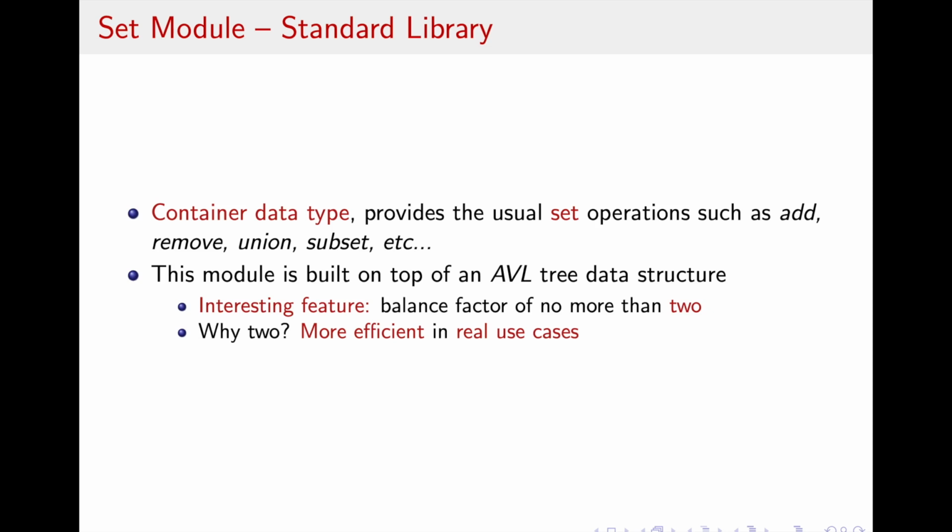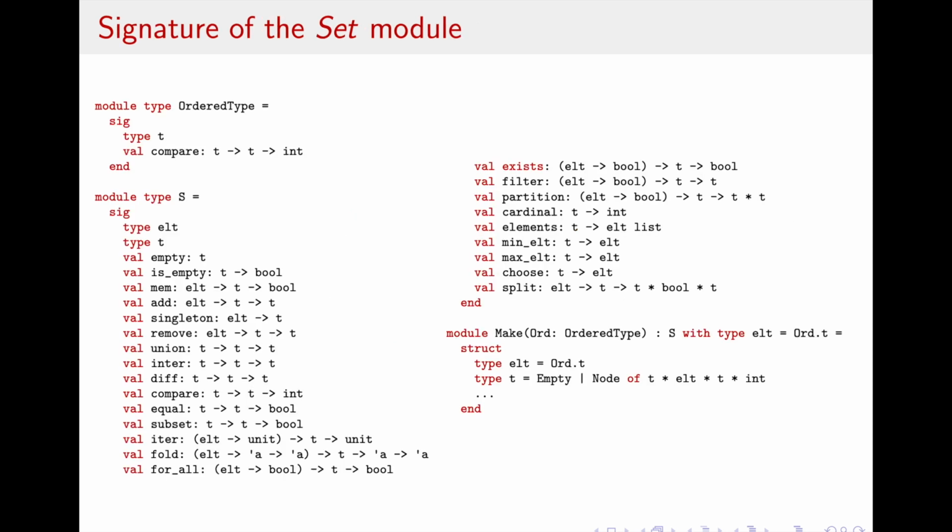Well, using a balance factor of 2 proves to be more efficient in real use cases, effectively making a trade-off between the overall balancing of the tree and the excessive use of the rebalancing function. As for the signature of the set module, the module type OrderedType represents the input signature of the functor Make. As for the output signature of the functor Make, it is here represented by the module type S. The Make functor constructs implementations for any type, given a total ordering function compare, which should behave as the usual compare function in OCaml.